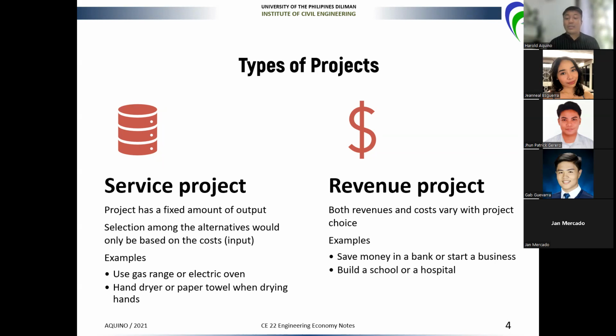revenues and costs vary with project choice. So for instance, save money in a bank or start a business. Diba? Parehas yan, may revenue, it could also vary in costs. Or build a school or a hospital. So they would probably have different dynamics when it comes to cash flows and different investment costs then.